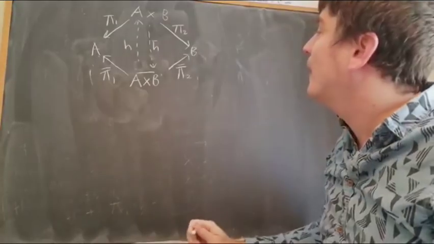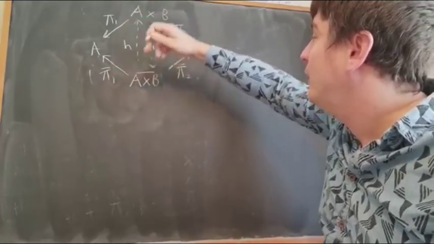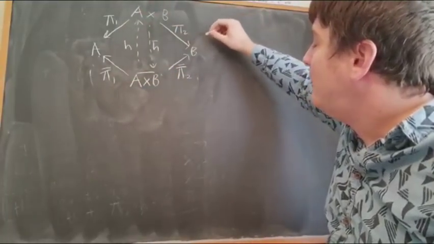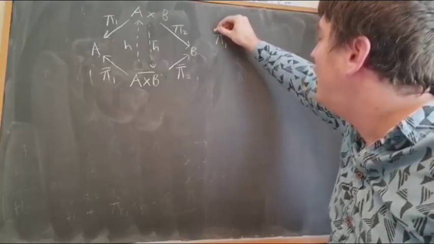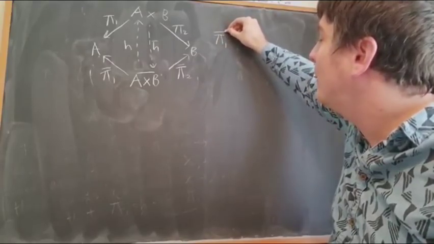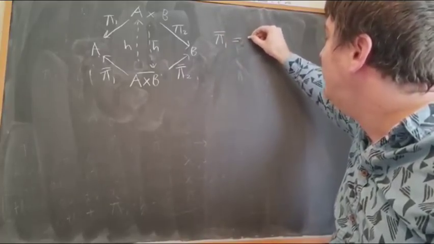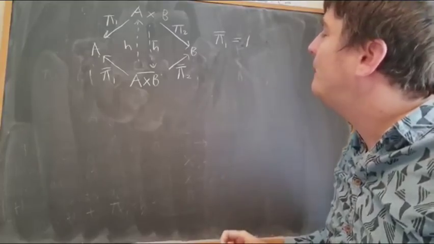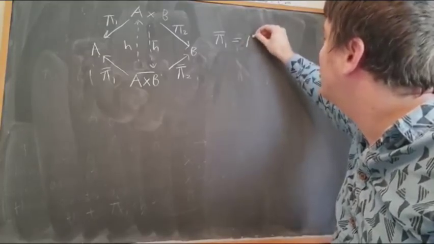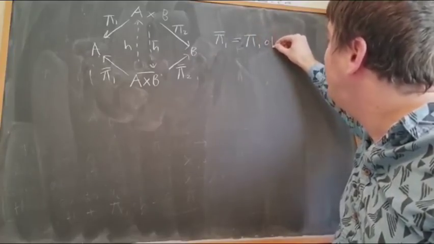Okay? So let's write down what we know, considering this. So we know now that pi 1 bar is equal to pi 1 after H.